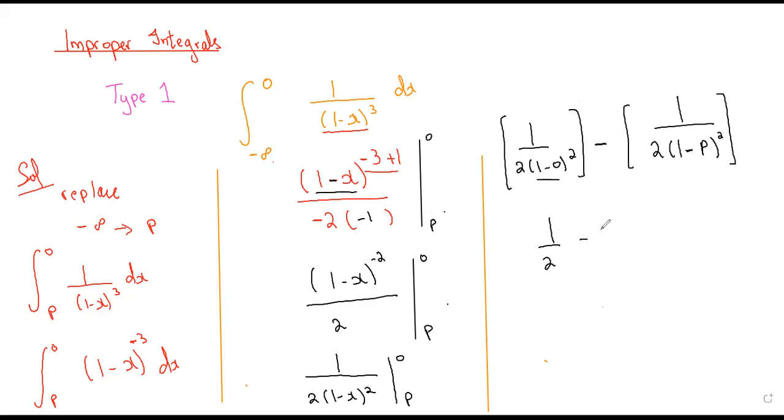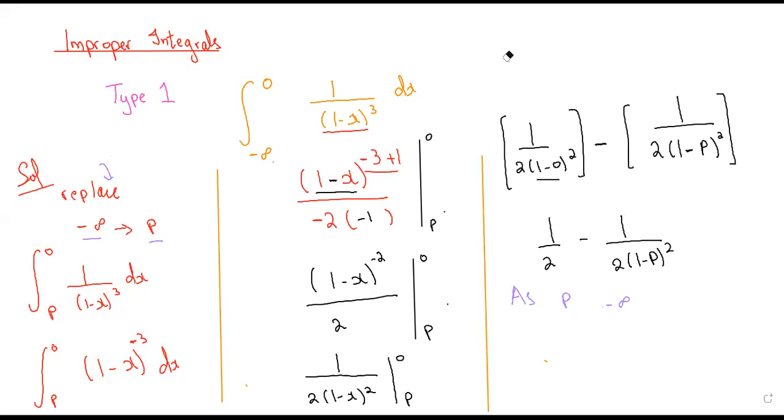And what am I going to get from the other function? So let's write it as it is. It would be 1 over 2, 1 minus p whole squared. And we are not done yet, okay? Again, since in the very beginning we replaced minus infinity with p, so now I am going to do that again as p is minus infinity.